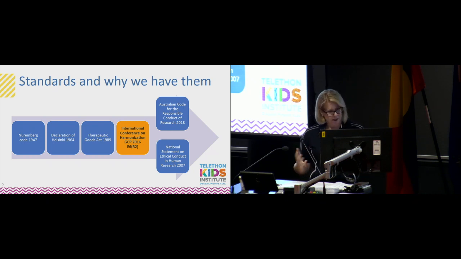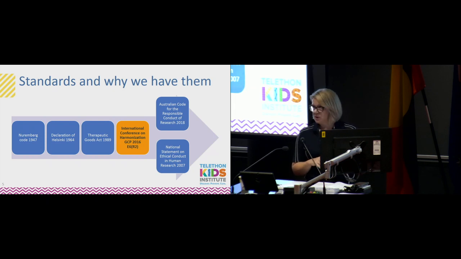So then again, we get to Australian relevance. These are all worldwide standards. The Therapeutic Goods Act in 1989 established the Therapeutic Goods Administration, which administers and oversees all new medicinal products within Australia, and is legislation that new drugs and devices need to follow.